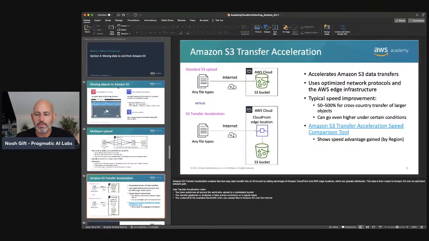Amazon S3 Transfer Acceleration. This optimizes network protocols and the edge infrastructure. This can be 50 to 500% faster for cross-country transfer of large objects. And in some cases, it can even go faster. So that's a good thing to be aware of if you're transferring a lot of big data files.